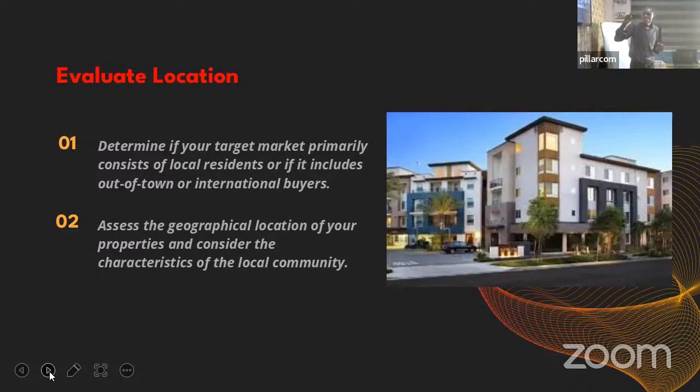Assess the geographical location of your property. Assess it. Know the in and out. And consider the characteristics of the local community. Know the features, the characteristics. These are the information that you pass to the buyer. And these are the information that we really inform them about what they want to buy. Okay? So these are things that are very, very important that you have to take note.